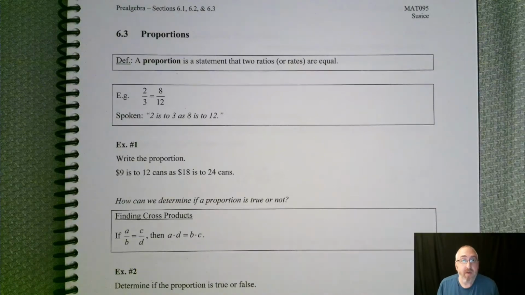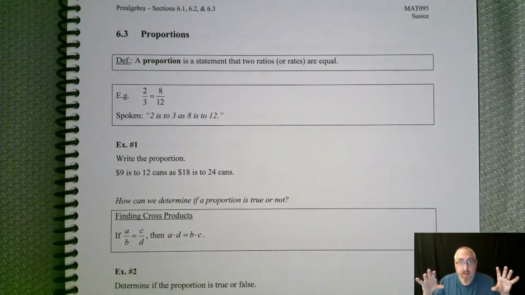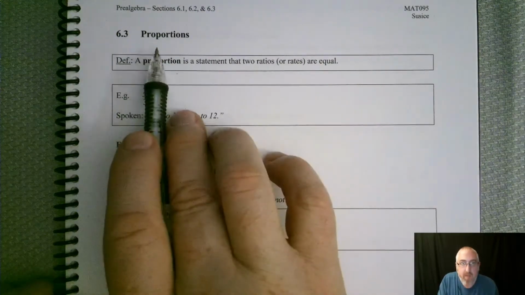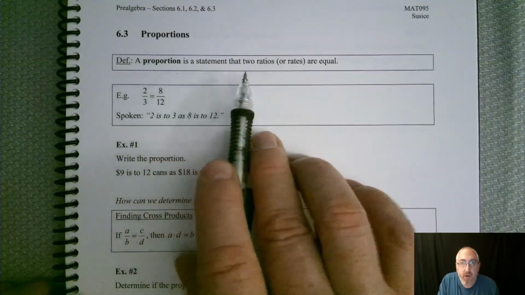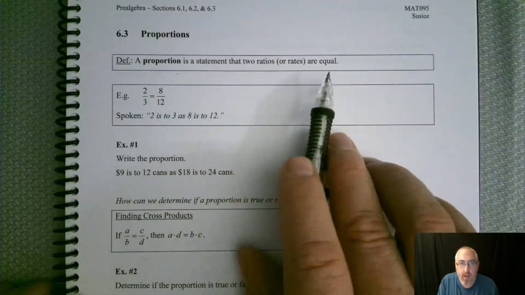So now that we have an understanding of ratios and rates, now we can look at the next step, which is putting them together or setting them equal to each other. In which case, when we do that, we have a proportion. So by definition, a proportion is a statement that two ratios or rates are equal.